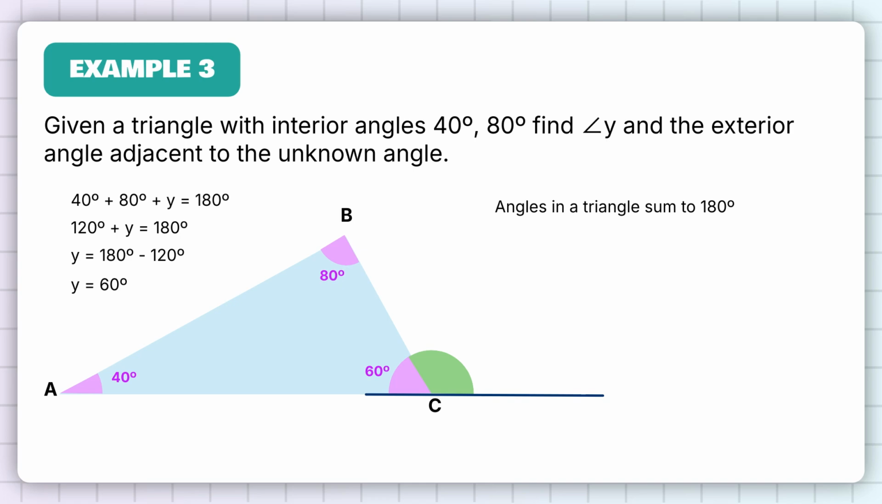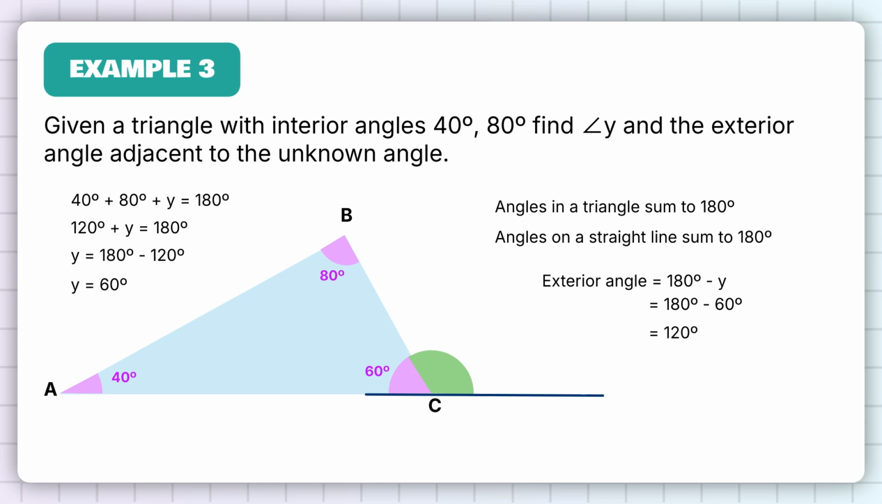Now we need to find the exterior angle adjacent to y. Remember, interior and exterior angles on a straight line add up to 180 degrees. Therefore, the exterior angle must equal 180 minus y. Substituting in 60 degrees for y, we can write that the exterior angle equals 180 minus 60. Doing the subtraction, we then know that the exterior angle equals 120 degrees. Therefore, the exterior angle adjacent to the 60 degrees interior angle is 120 degrees.